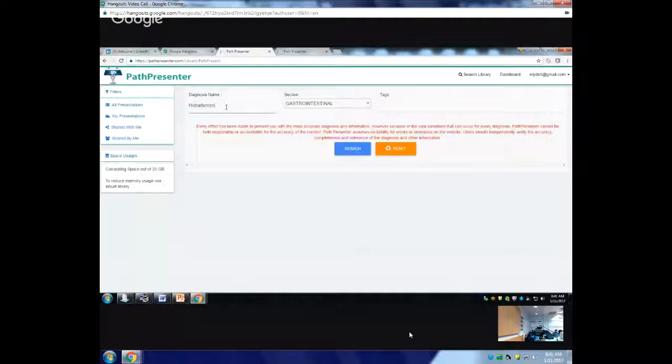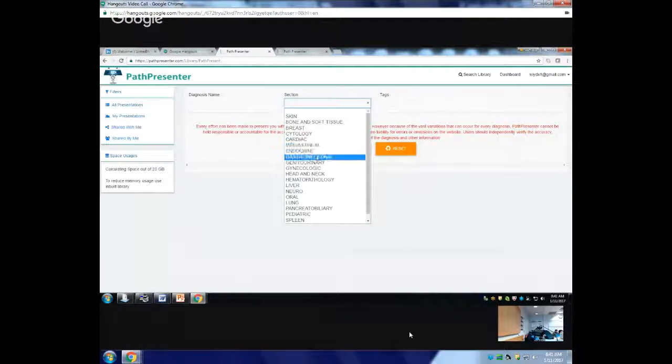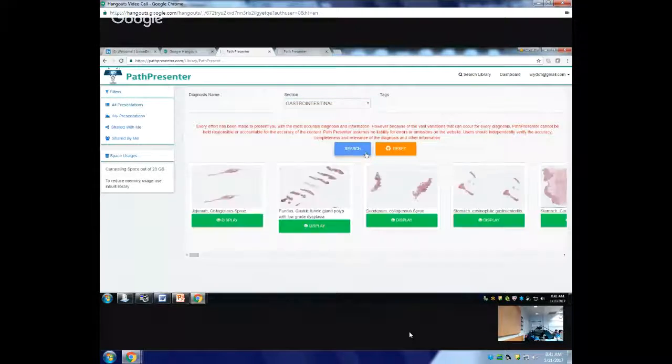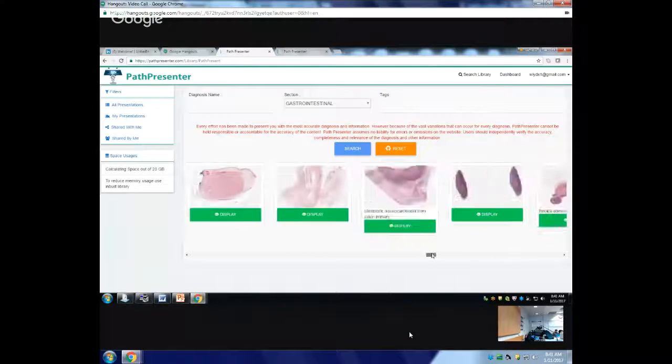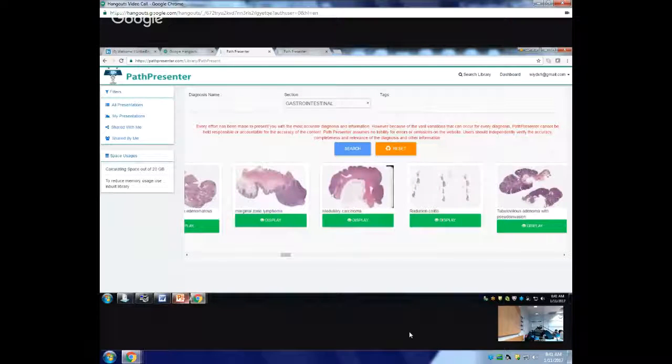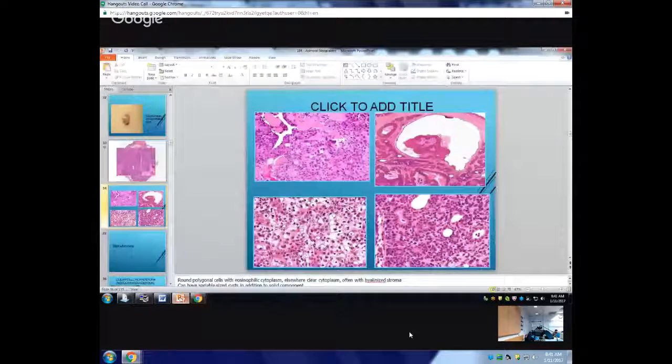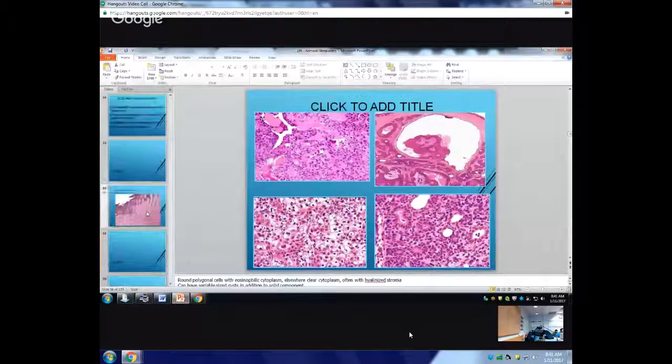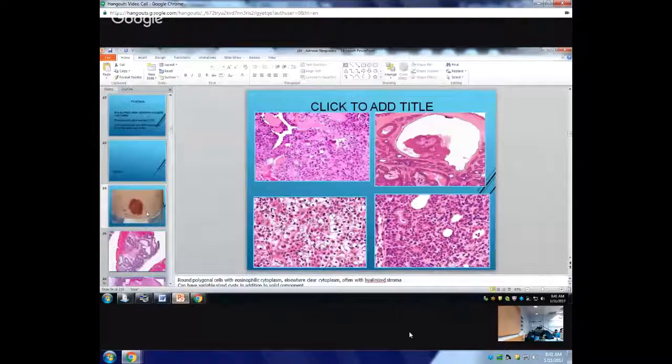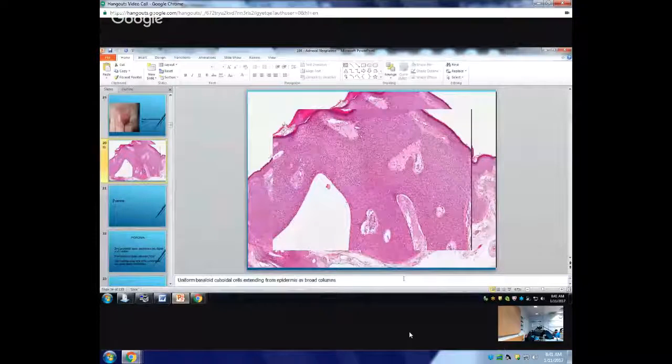This is hidradenoma and gastrointestinal, so it won't come up. See, there are thousands of cases of GI also, whatever you want to look for. So let's go back to our presentation. We were on poroma. We'll do one more case and then continue next time.